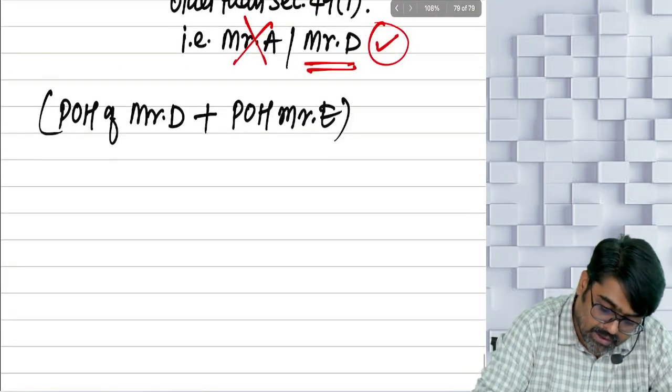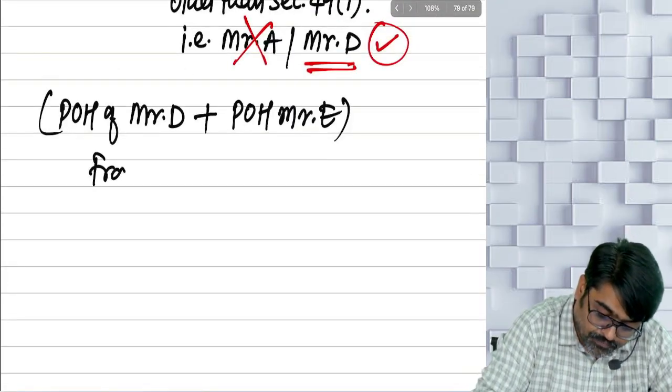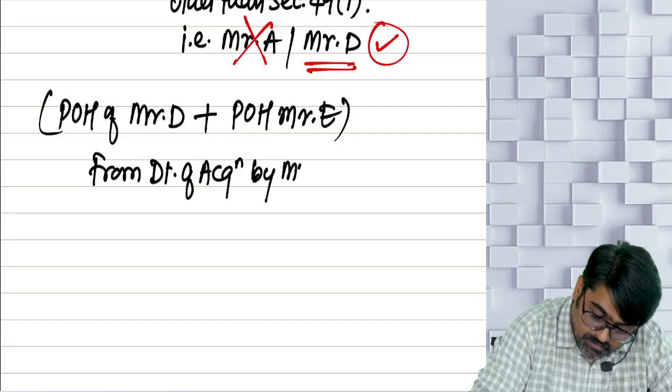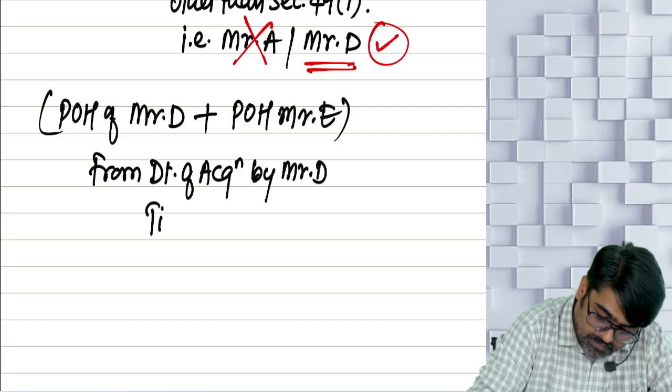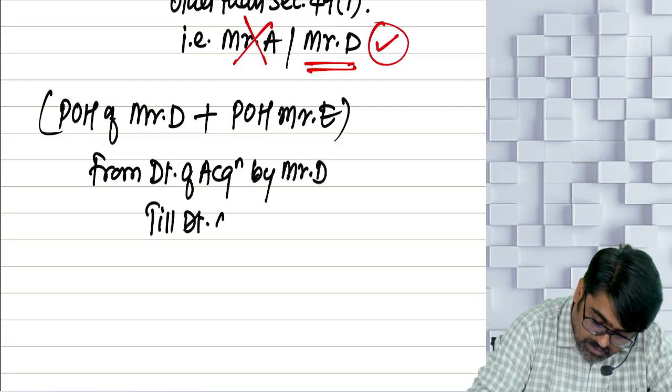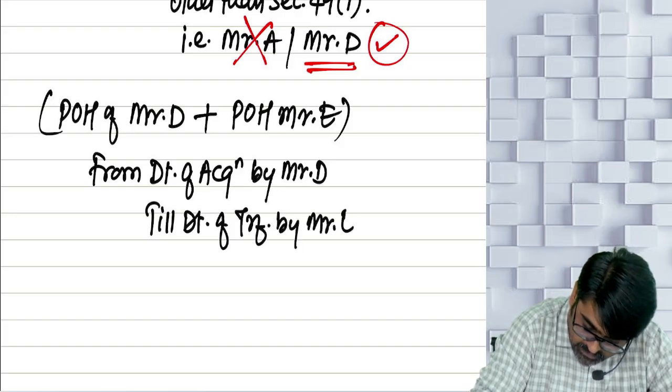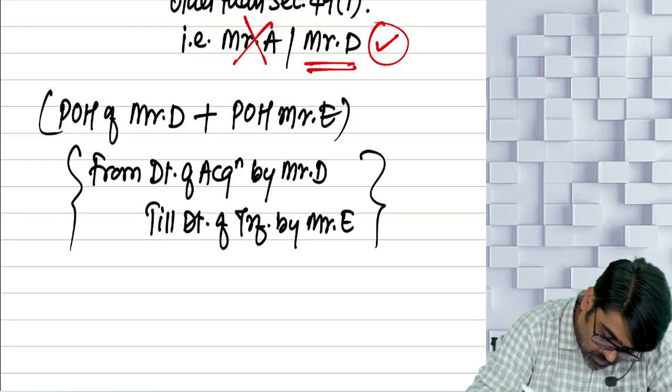So you are going to take the period of holding from the date of acquisition of the asset by Mr. D till the date of transfer by Mr. E. This will be your period of holding.